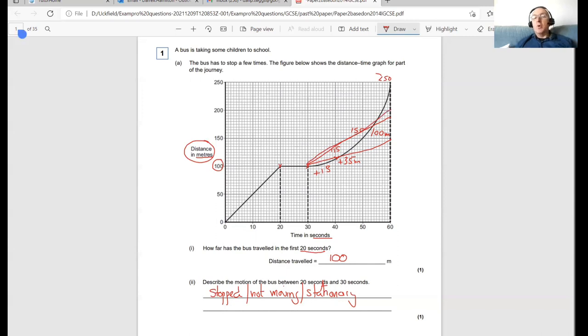So there's a bit more to it than just it is moving. What you could say is that it is speeding up, because in this 10-second interval, it moved 15 meters. In this 10-second interval, it moved 35 meters. And in the next one, it moved 100.